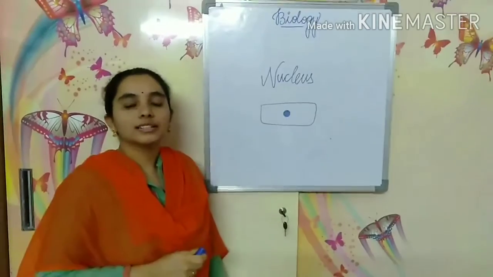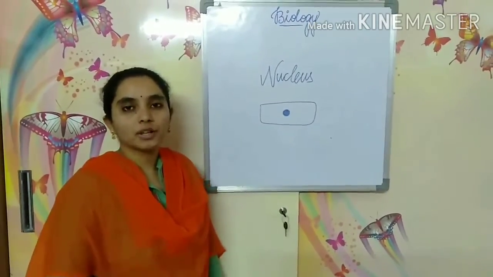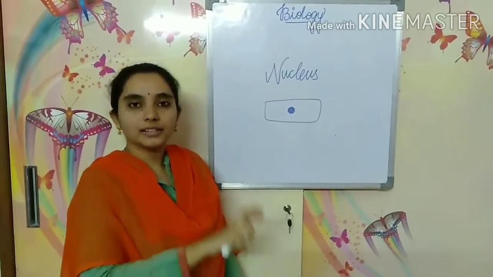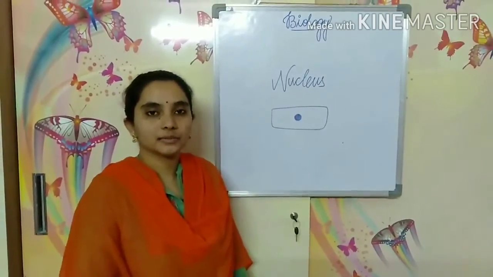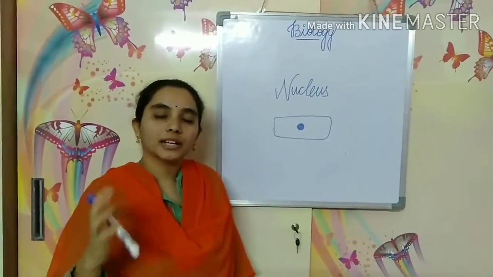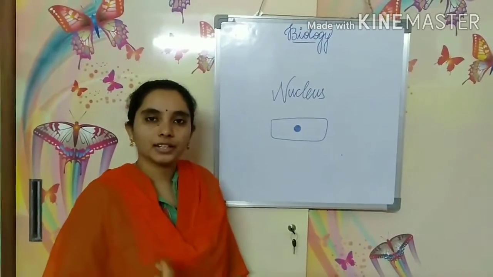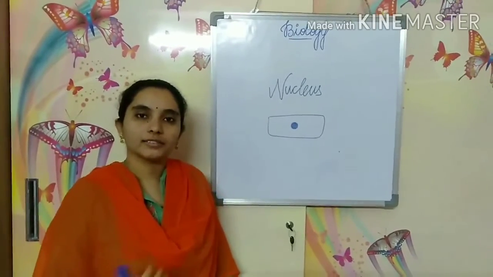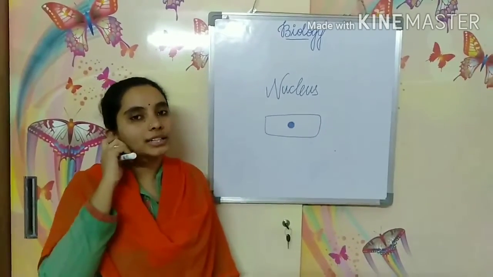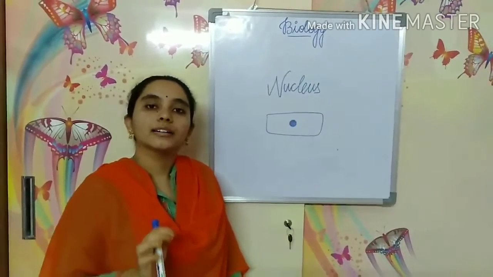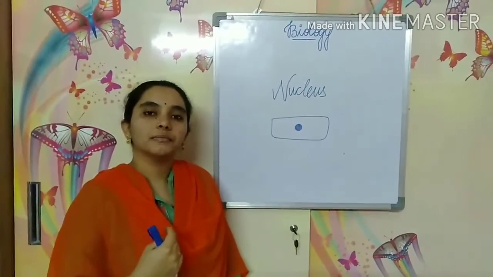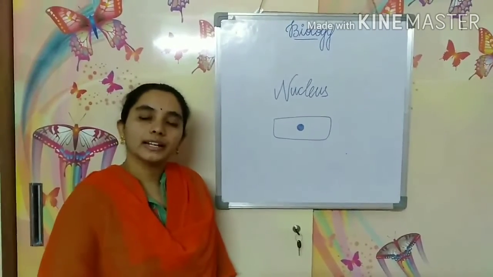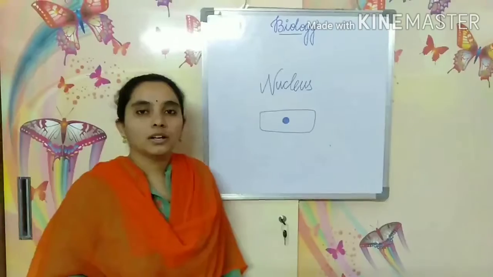The nucleus is also responsible for inheriting characters, that means getting characters from parents. If a young one is born, the young one's color is from the father or mother, or the hair texture or hair color is from the father or mother. These characters are inherited, and the nucleus is mainly responsible for this.